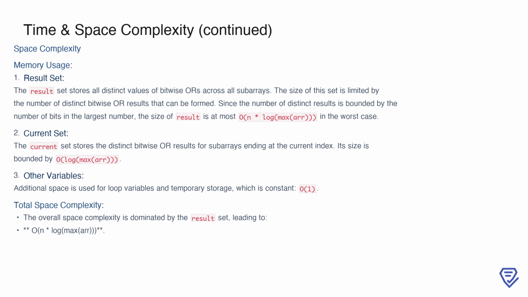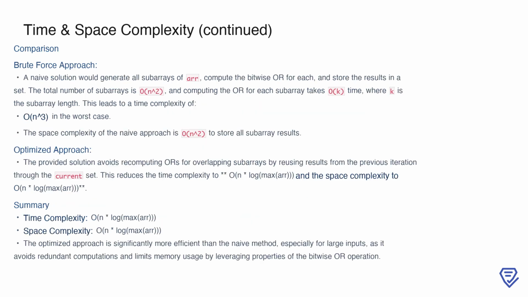O(n*log max R). When comparing the optimized approach to a brute force solution, the differences are significant. A naive method would involve generating all possible subarrays of ARR, computing the bitwise OR for each, and storing the results.